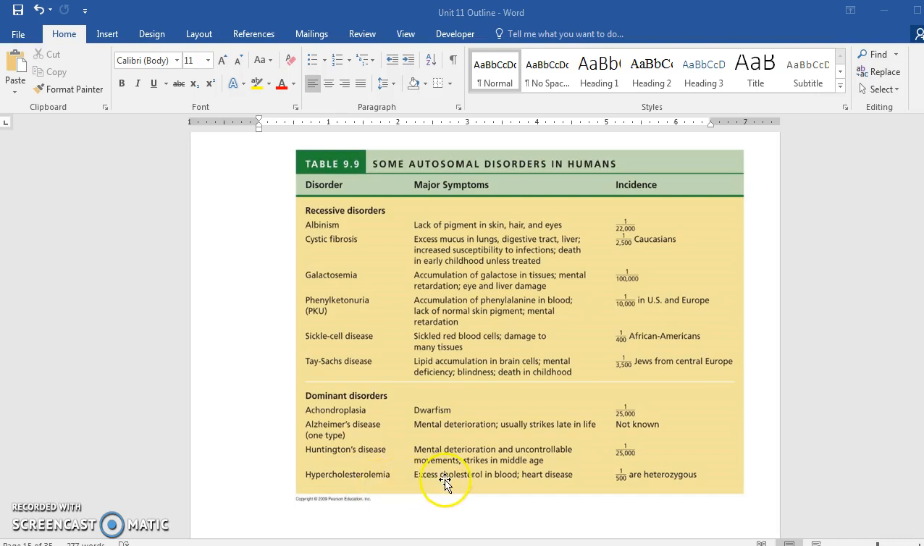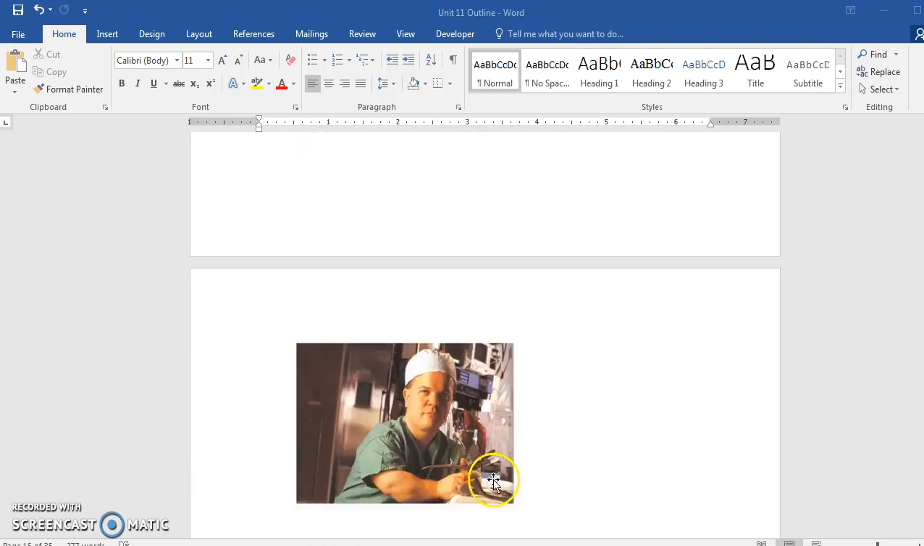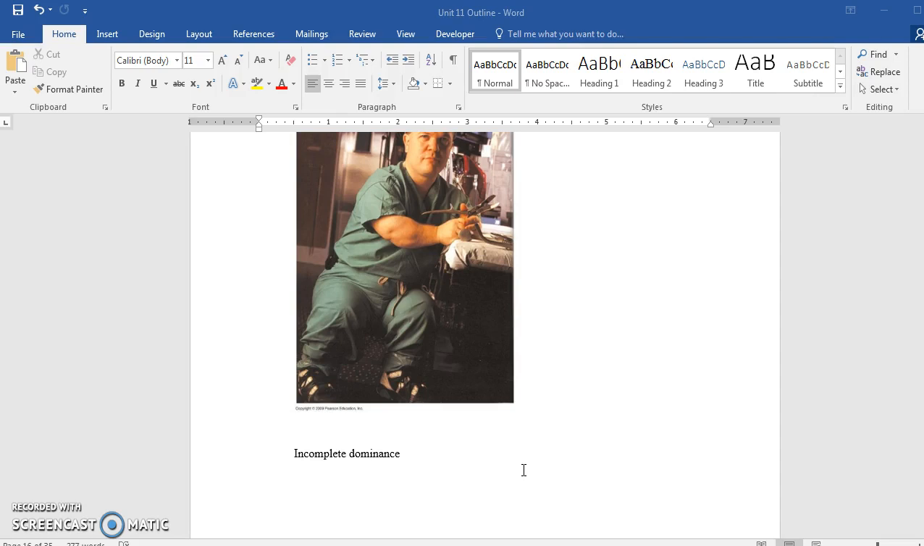Hypercholesterolemia. Some people have high cholesterol levels. That tends to be genetic. Achondroplasia, a type of dwarfism, it's a dominant disorder. I have a picture from the text of a person that's suffering from that type of dwarfism, achondroplasia.